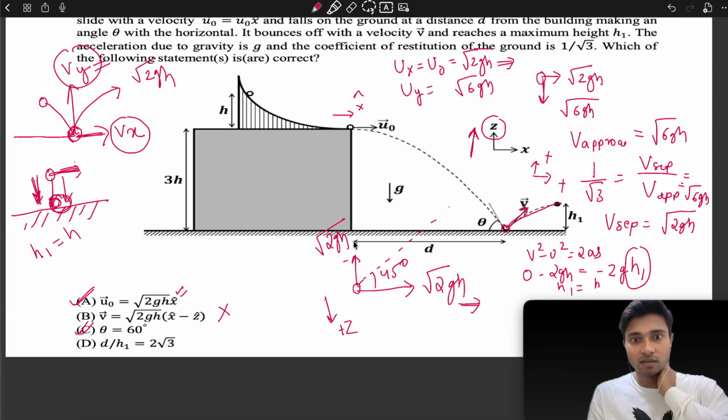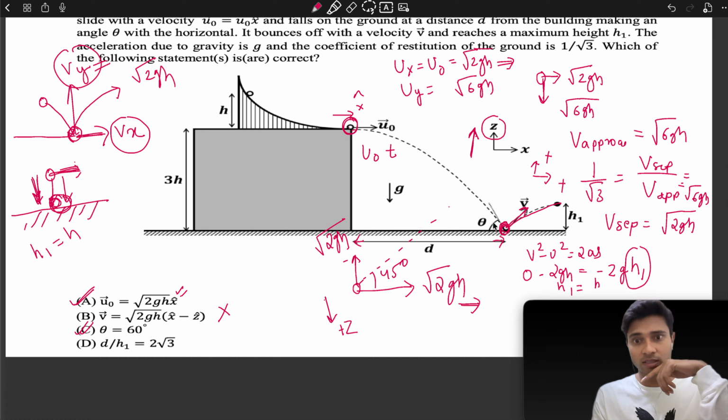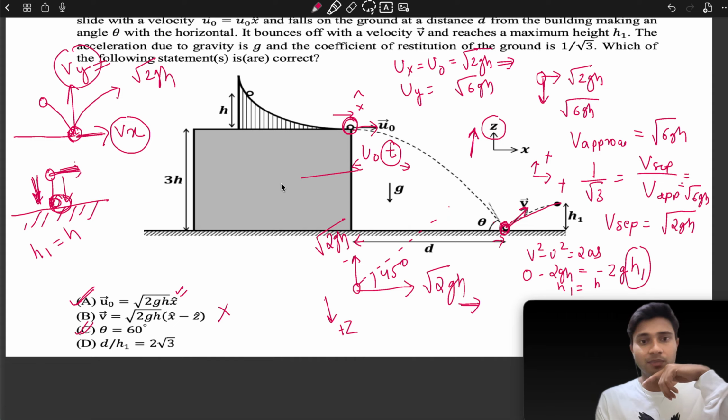What is d? We have to figure out d. How can we figure out d? We need to figure out the horizontal distance traveled. How much horizontal distance will be traveled? u0 into the time taken, the time taken from this point to this point. Suppose this is t, so horizontal distance will be u0 t, because u0 was the velocity. How will we figure out the time t?